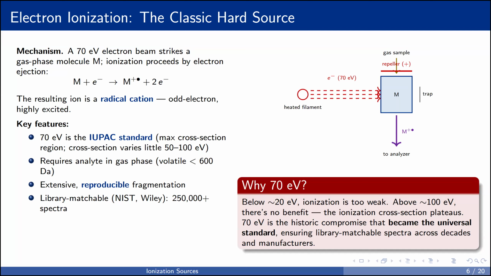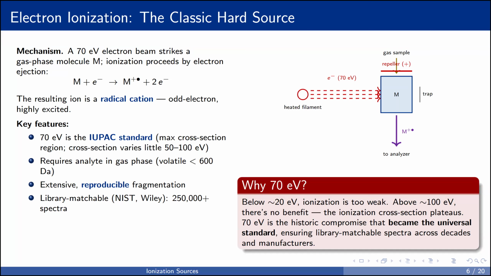NIST maintains a library of over 250,000 EI spectra, and the Wiley library has over 600,000. You run your unknown at 70 electron volts, the software does a library search, and for a well-known compound, you get a match in milliseconds. This is a massive practical advantage that no soft ionization method enjoys to the same degree.